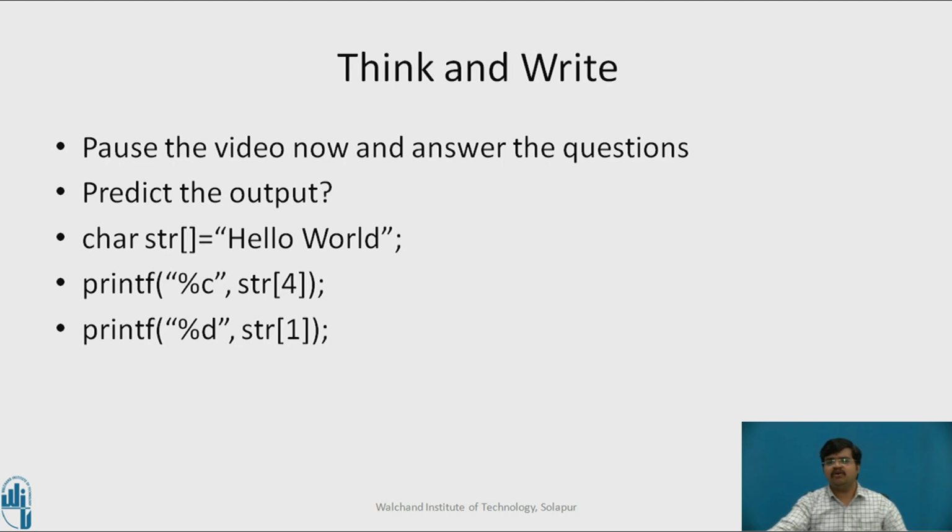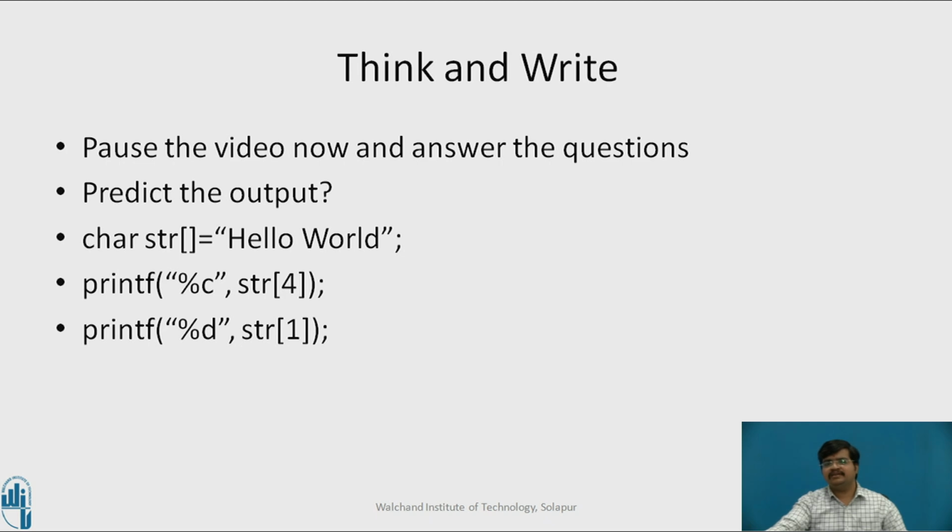What is the meaning of 4? 4 is an index. Observe that in an array of characters, the index always starts from 0. So h is the 0th index element, then e, l, l and o. O will be str[4]. So here point number 4 will give output as o.